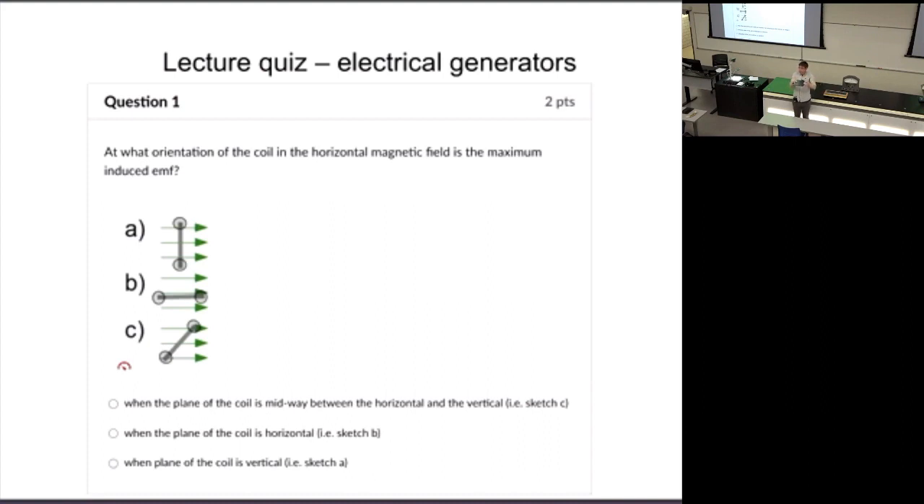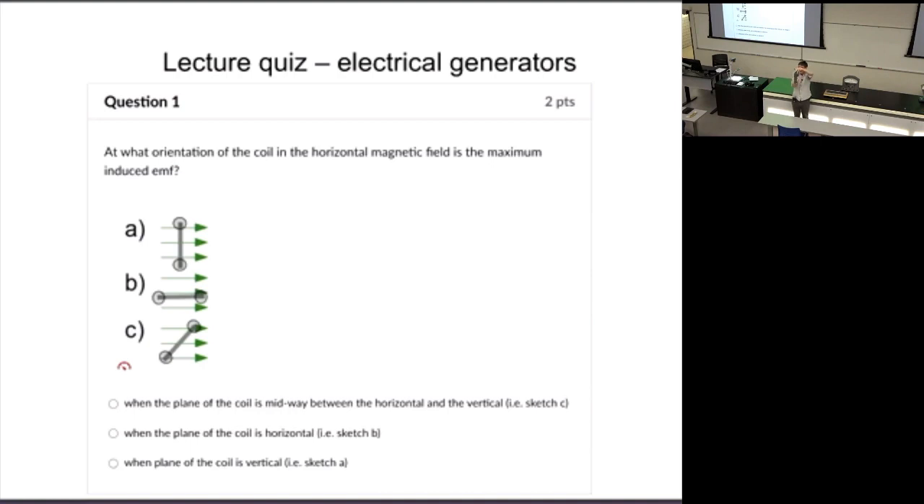That's perpendicular to the magnetic field. As this wire goes up, at that moment, it's really traveling perpendicular to the magnetic field. Likewise for this one. That creates a big induced EMF. That's the maximum, where the coil is actually in the plane of the magnetic field lines.